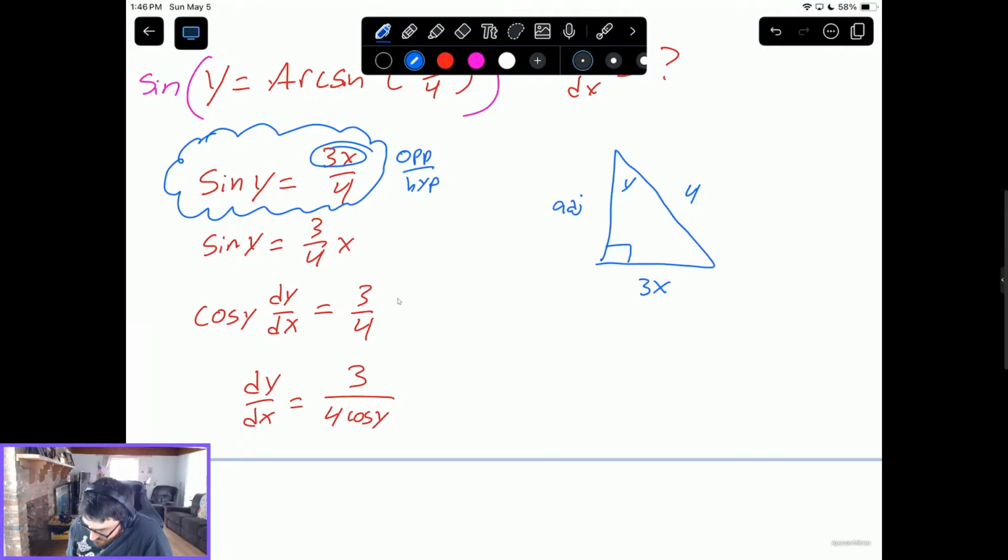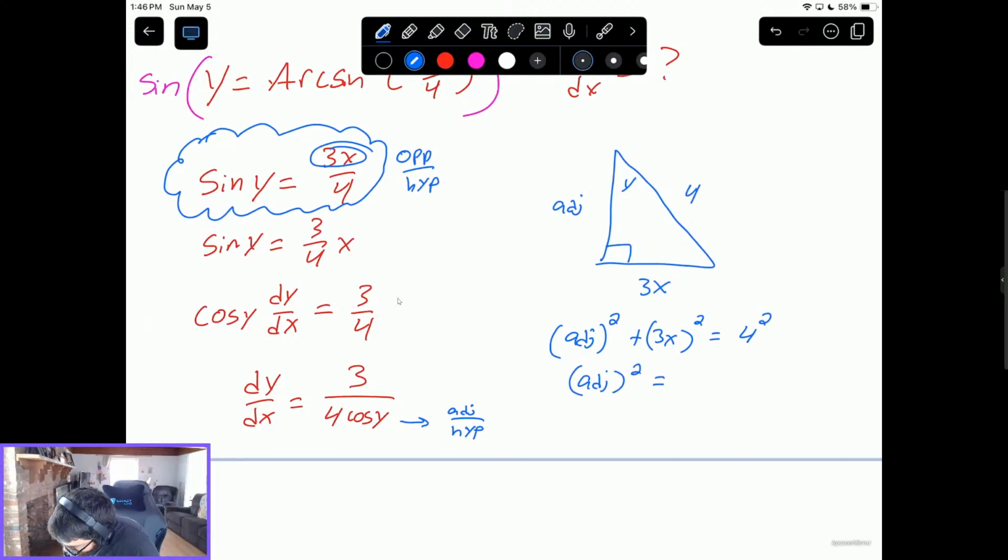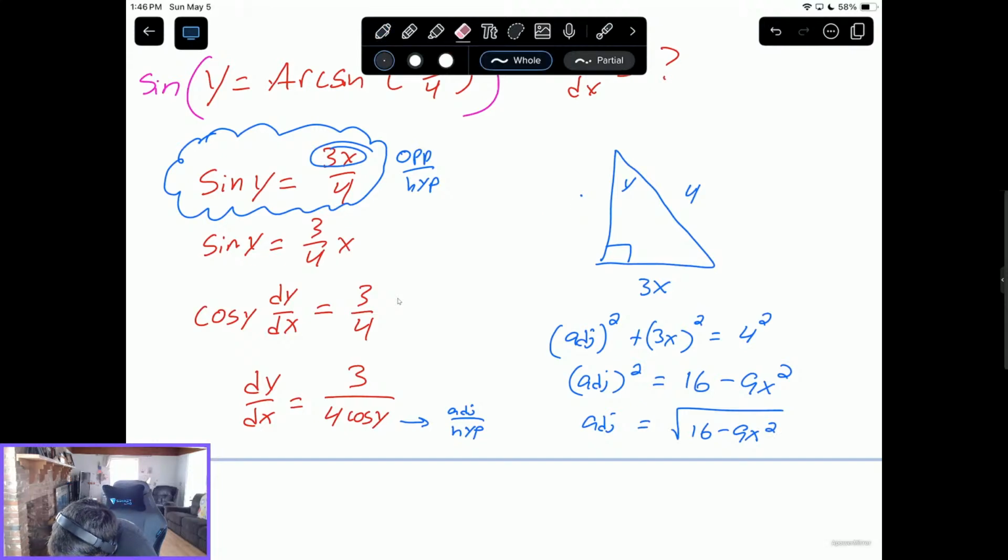I need to find my adjacent side, because if I look down at the final answer, cosine y is equal to adjacent over hypotenuse. If I can find an expression for adjacent over hypotenuse, stick it in for cosine y, and simplify, I'm done. So I need a little bit of Pythagorean theorem to figure out the adjacent side of this triangle. Adjacent squared plus (3x) squared is equal to 4 squared. So the adjacent squared is equal to 16 minus 9x squared. So the adjacent side is equal to the square root of 16 minus 9x squared, and that goes right here in my triangle.